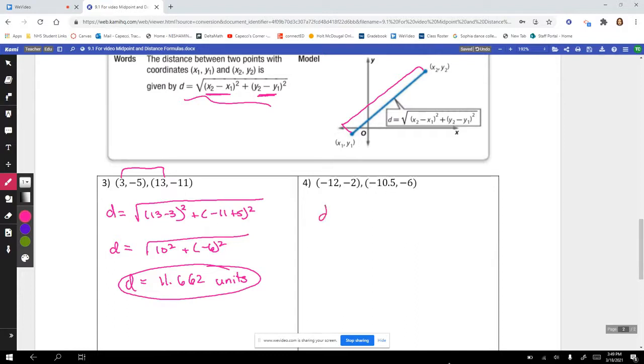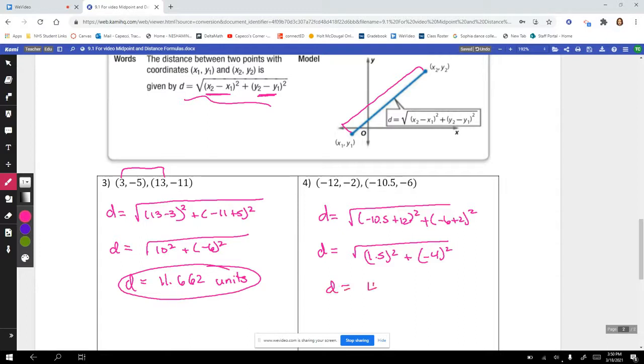Okay, let's try another one. The distance between these points. Again, I can have a negative or a decimal in there as well. Negative 10.5 plus 12, that's plus 12 squared, because I'm going to subtract 12, and it becomes a plus. Then negative 6 plus 2 squared. That gives me 1.5 squared, and I forgot to make that a plus, negative 4 squared. So the distance is equal to 4.272 units.